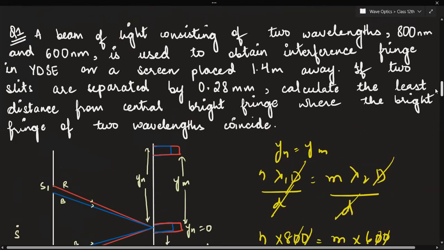It's written in the question, calculate the least distance. That's why not 5 and 6. Clear? Note down the solution. Any doubts you have, ask me.